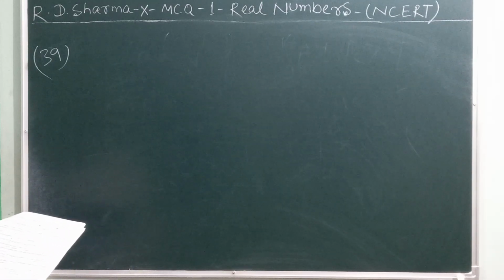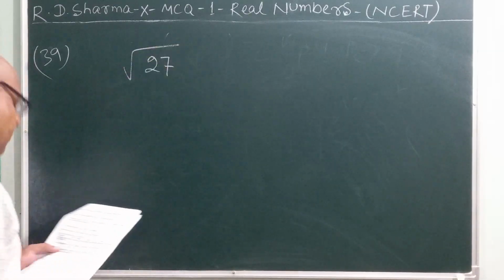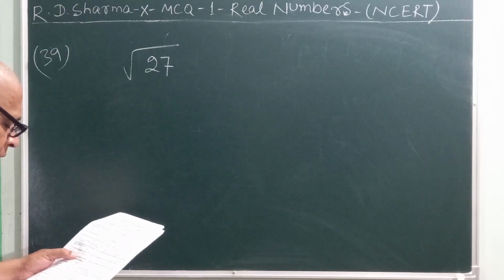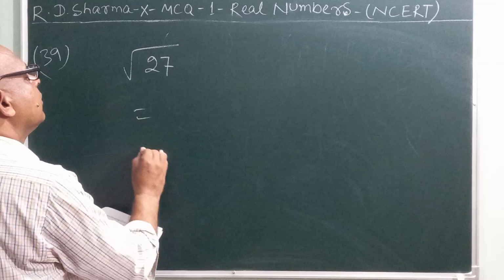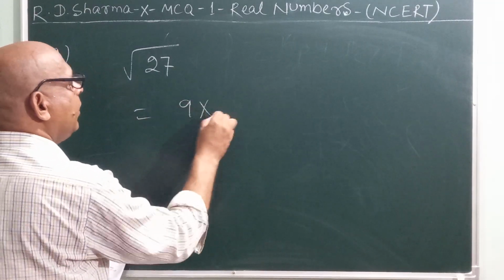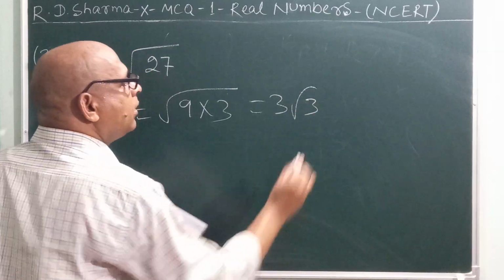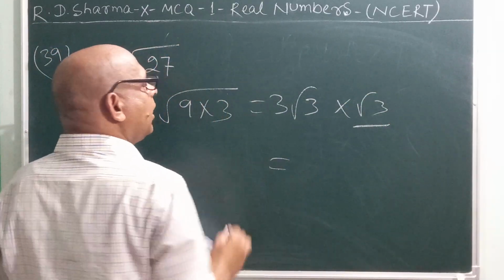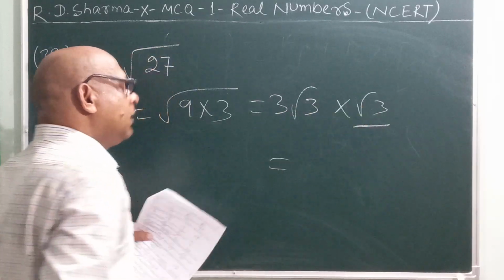The smallest number by which root 27 should be multiplied so that we get a rational number. Root 27 is root of 9 into 3, which is 3 root 3. The answer is root 3. Clear? Root 3 into root 3.